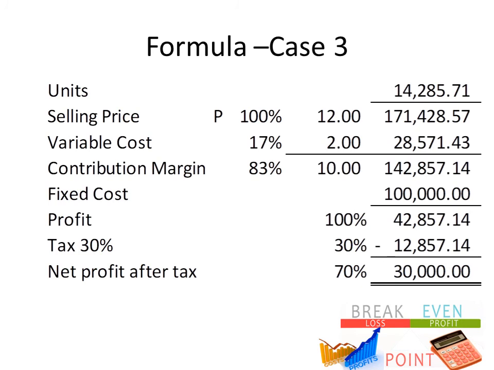Then we multiply it by 12, that will give us 171,428.57. When we multiply it by 2, that's 28,571.43. So our total contribution margin would be 142,857.14, less the 100,000 fixed cost. We'll now have a profit of 42,857.14. Times 30 percent so that we would be able to get the tax, that would result in 12,857.14. So you now have the net profit of 30,000, which is what the entity needs.